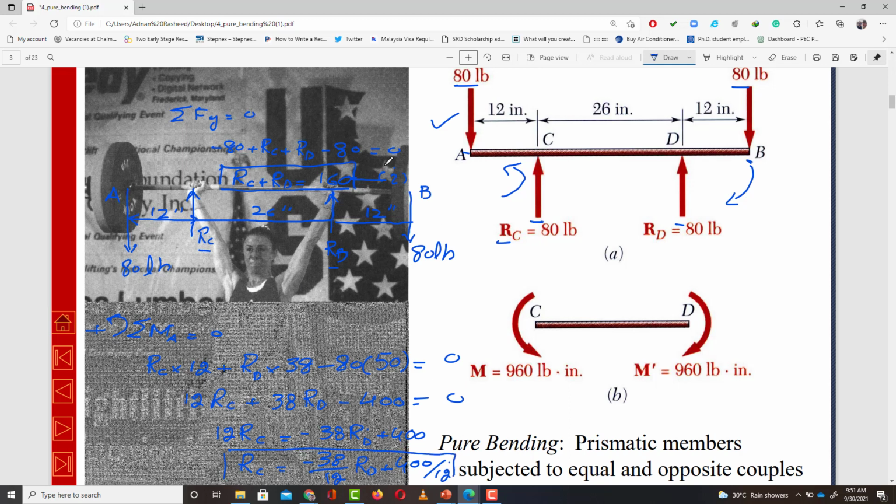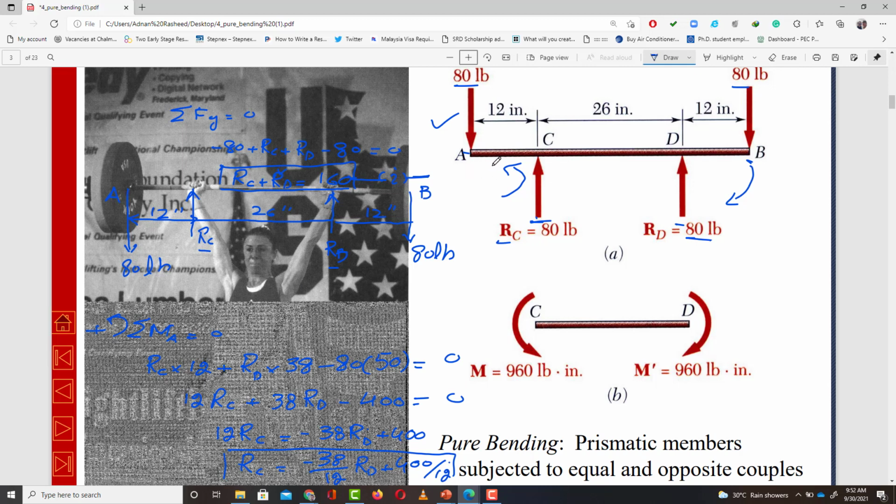When you put this equation in the other equation, you will get RD equal to 80 pound. And again, if you put RD as 80 pounds, you will get RC the same, 80 pound. So this is how we find the reaction.